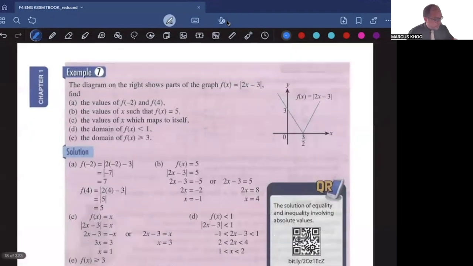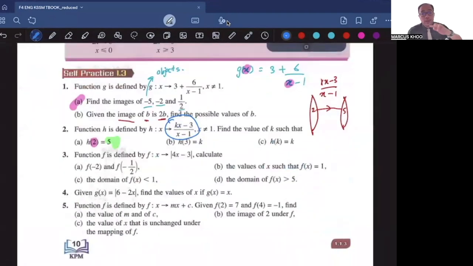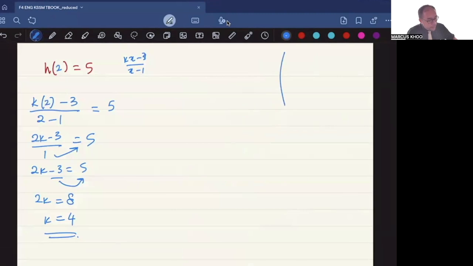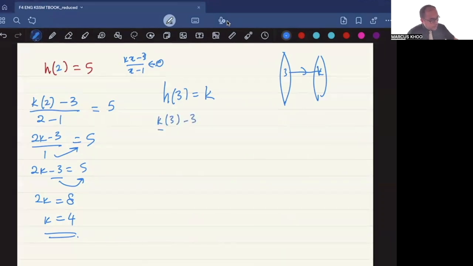It's quite simple. The second one is h(3) equals k, which means that if we map it, remember, 3 will go to k under the same function. So h(3) equals k. So substitute the 3 inside. So (k times 3 minus 3) over (3 minus 1). As long as the object is x or whatever letter is in the object, we replace it with that number, equals k.